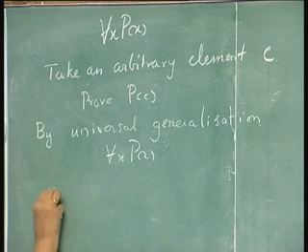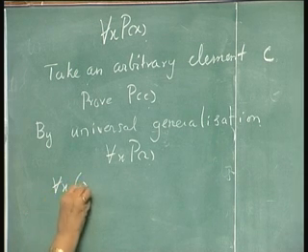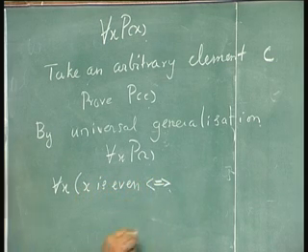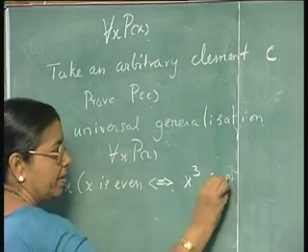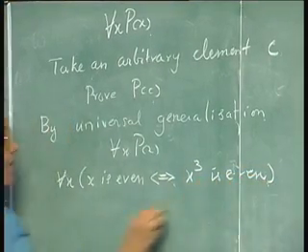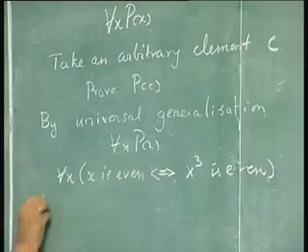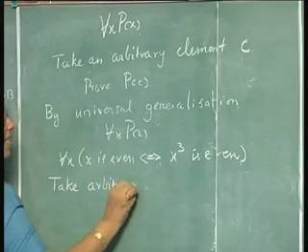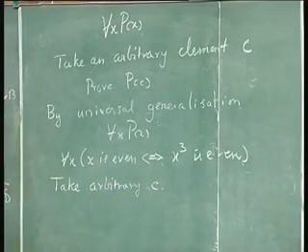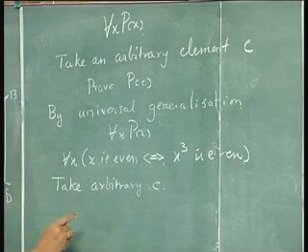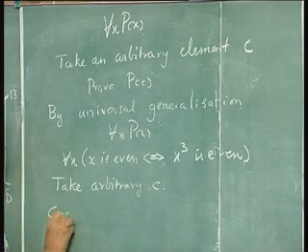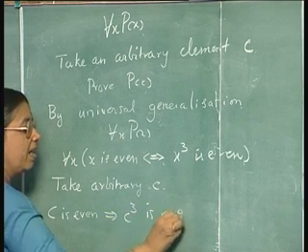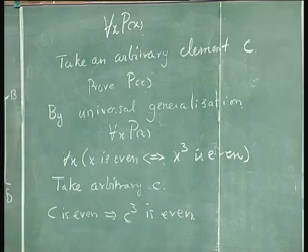Take an example. Consider: for all x, x is even is equivalent to saying x cubed is even. Now, how do you prove that? Take arbitrary C and show it in two parts. This is an equivalence, so you have to show it in two parts. C is even implies C cubed is even. This is one part.